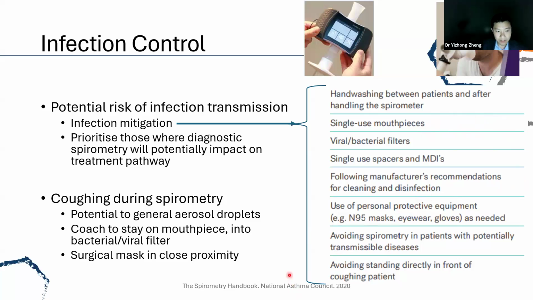Spirometry maneuver can trigger coughing. The effects of coughing and droplet transmission can be reduced if you coach the patient to stay on the mouthpiece, into the bacterial or viral filter, or if they can bring a surgical mask, if they're still willing to do so, they can cough into it and have it nearby in proximity between maneuvers.